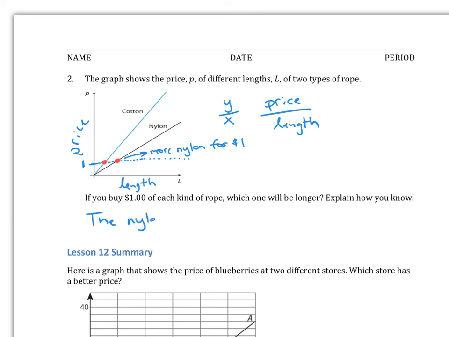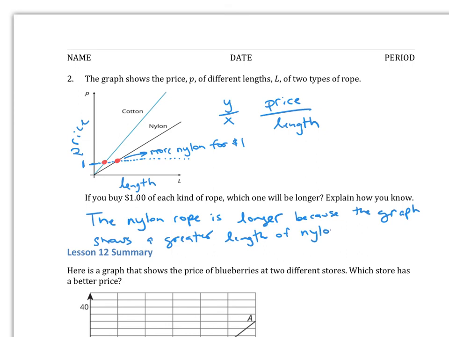So the nylon rope is longer because the graph shows a greater length of nylon rope for $1. Okay, so you have to make sure you're reading the question very carefully and making sure you're identifying, are you looking at the x-axis or are you looking at the y-axis?